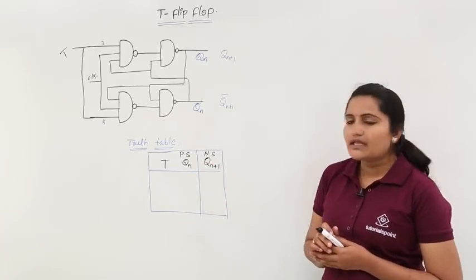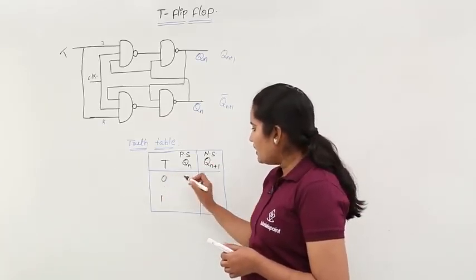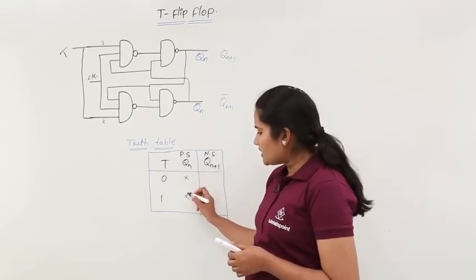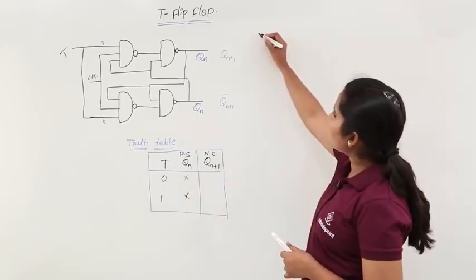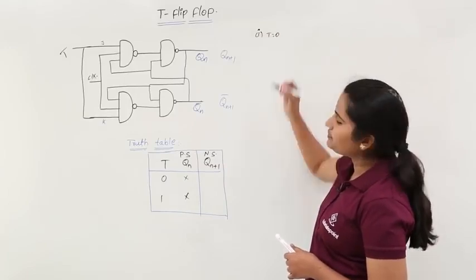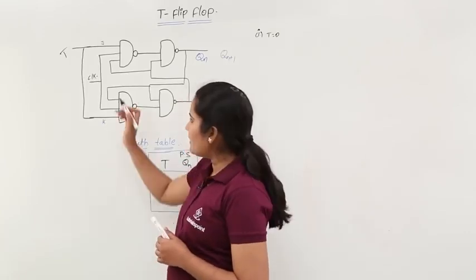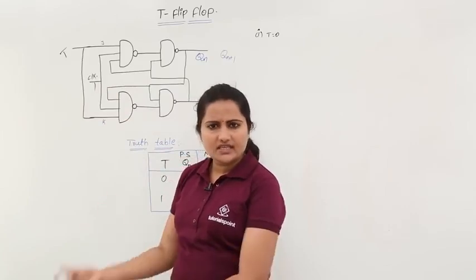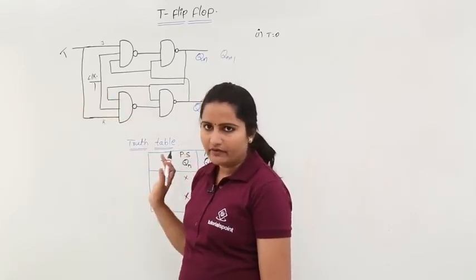Now we will see the operation here. T may be either 0 or 1. Here your Qn, you do not know your present state, so I am writing it as do not care. I am taking case 1, that is equivalent to T equal to 0. If T equal to 0, every time the clock must be equivalent to 1, otherwise the flip flop will stay in the same condition. That is why I am taking the clock as 1 to trigger my flip flop.